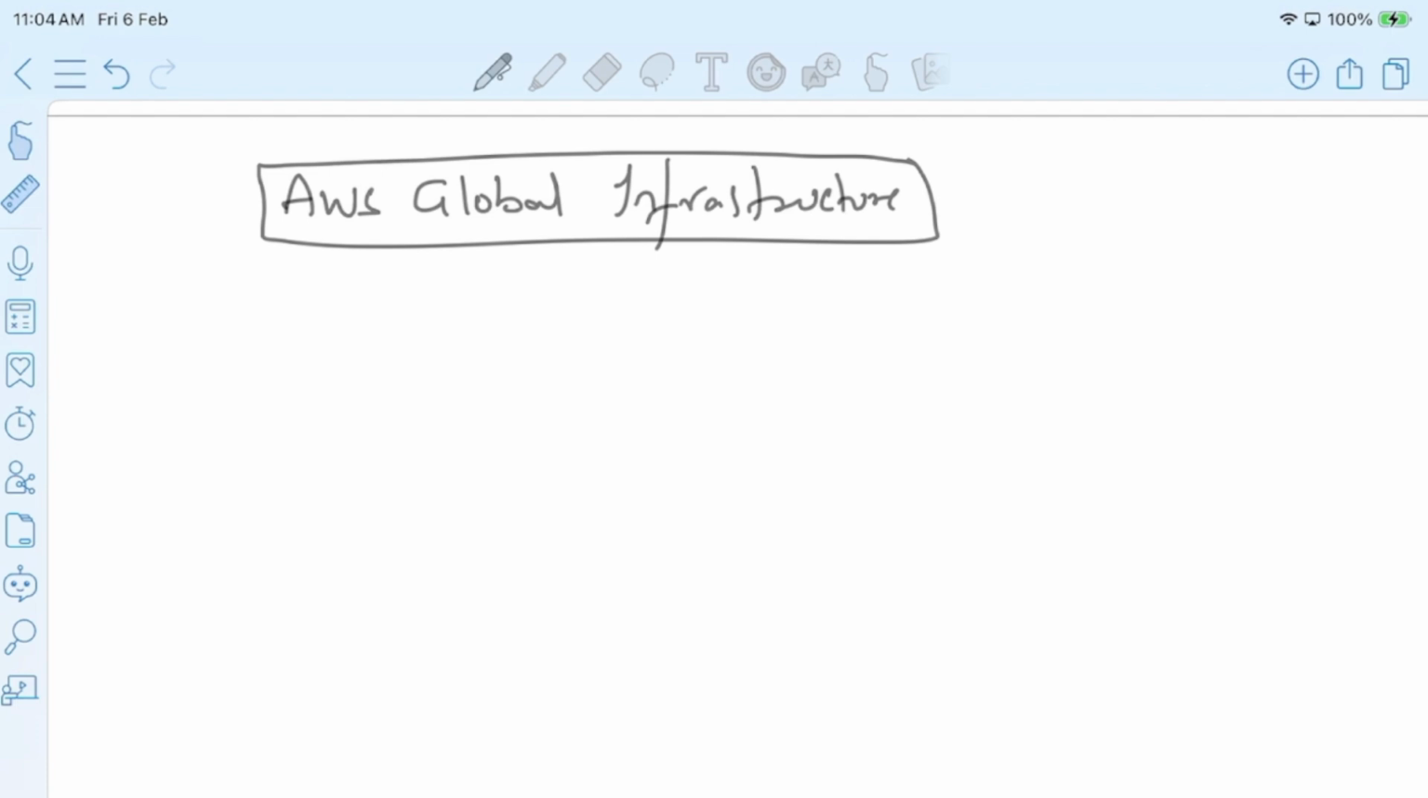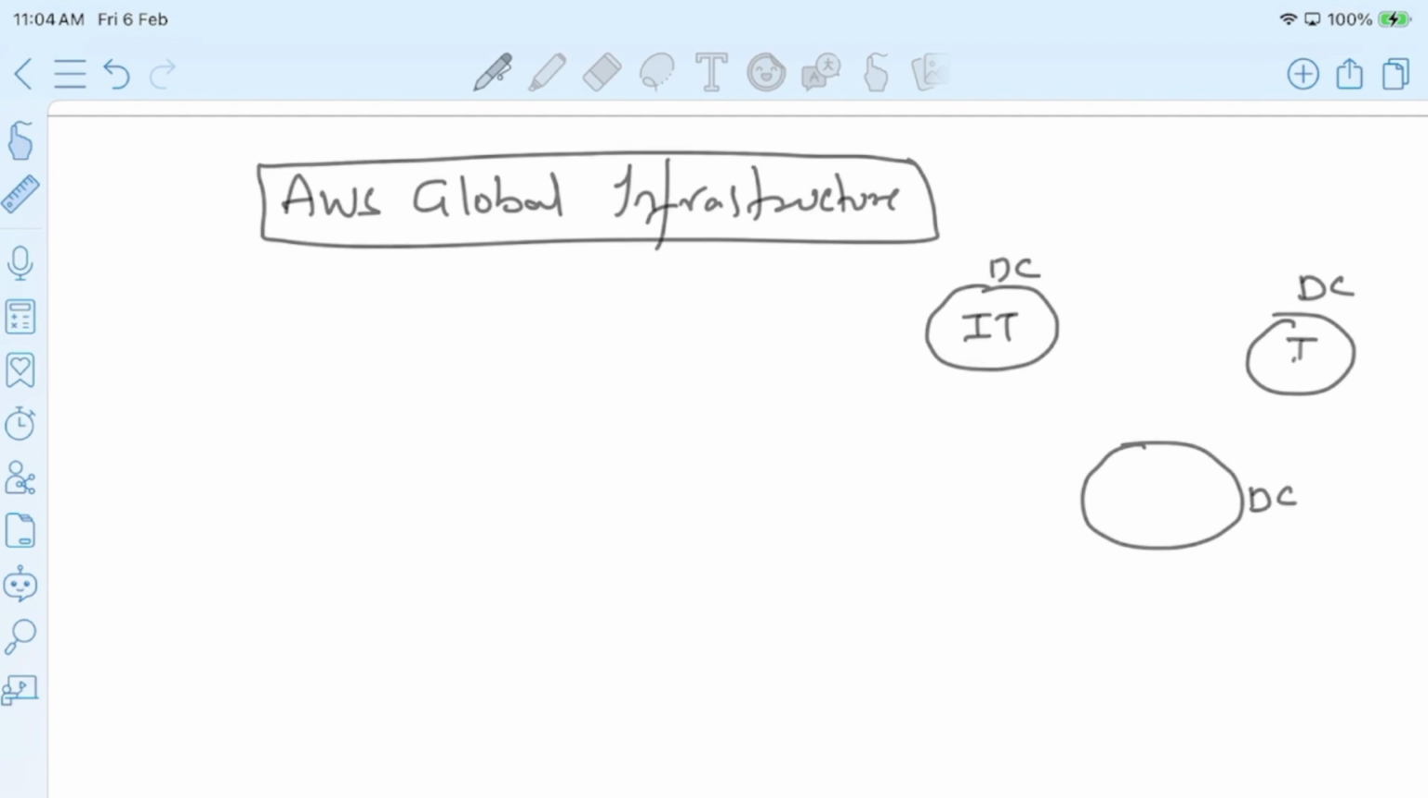Because AWS has set up its data centers across all the continents. What do you mean by these data centers? They are the physical buildings where these IT resources are maintained, right? Now, how are these data centers maintained, and how are they grouped together? To make it clear, we need to understand this AWS global infrastructure.